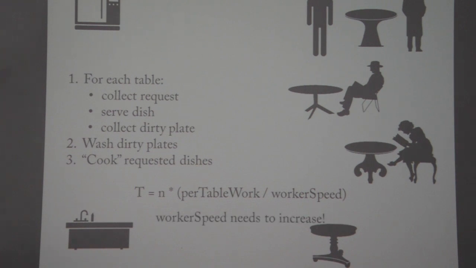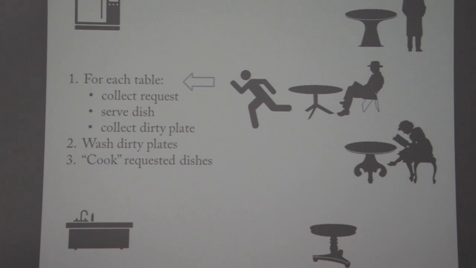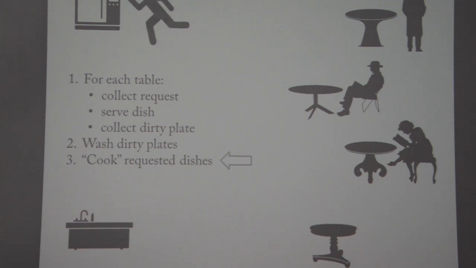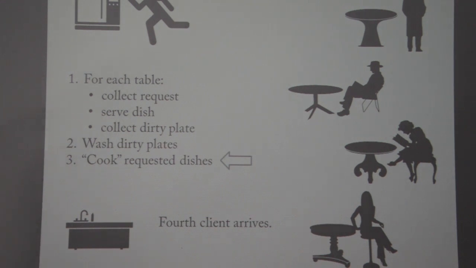And so the single worker realizes that, and then he realizes that he has to start running around the restaurant to serve everybody. So this is what he starts doing. He runs around. It works very well. He's a little bit tired. But then a fourth client arrives. So if you want to reduce this time again, then you have to increase the worker speed some more. He has to run faster and faster.